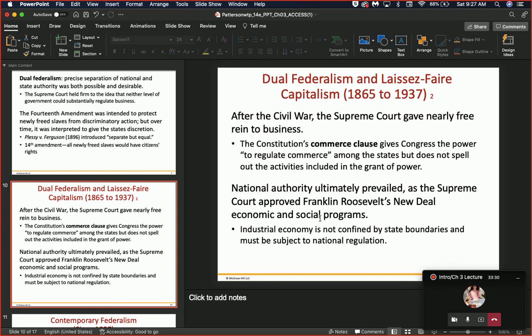So because of that, he was stepping out of the traditional role of being the president, okay, and really exercising that national authority.